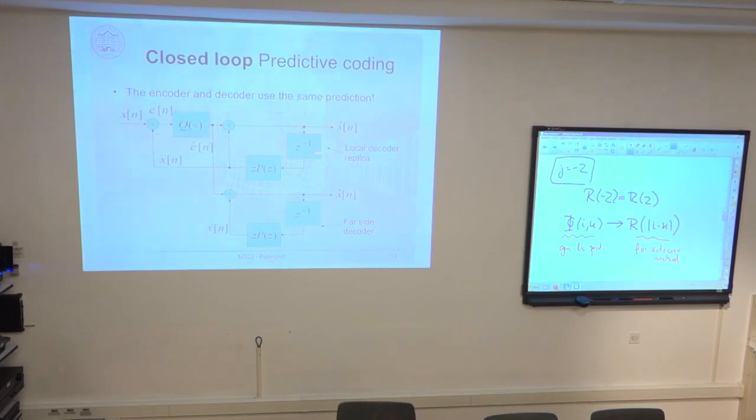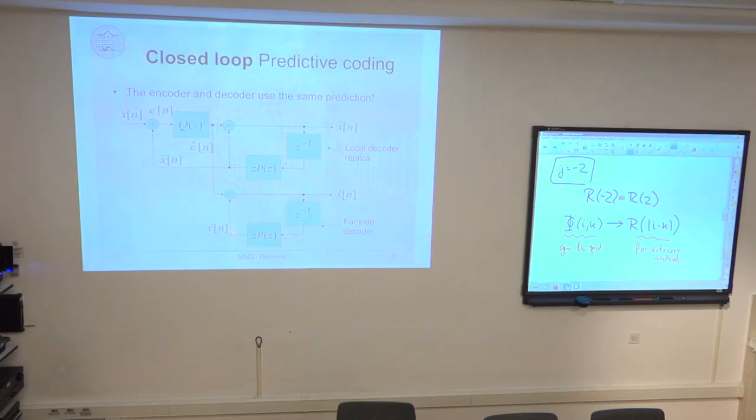This reconstructed signal is then used to feed the predictor. So now the predictor on the encoder side also uses the same source for prediction as does the decoder. They both share the same prediction source. And shown on the bottom is the far side decoder, and this far side decoder is exactly equal to this local replica of the decoder on the encoder side.